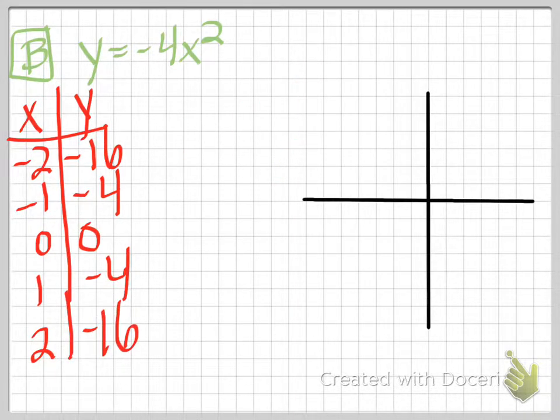Alright, now to graph it. Maybe if I zoom in it'll be a little bit easier. Okay, so I need to go negative 2, negative 16. Negative 1, 2, 3, 4, 5, 6, 7, 8, 9, 10. I'm way down here. Can't even graph it on here.